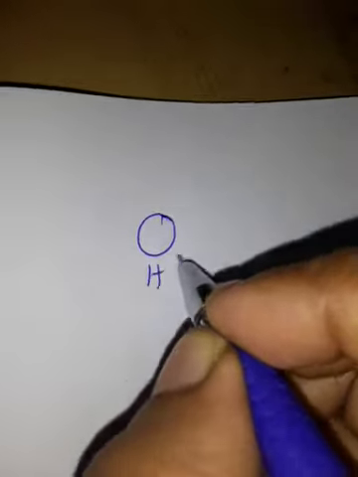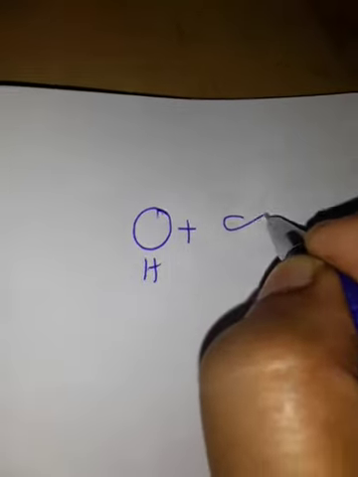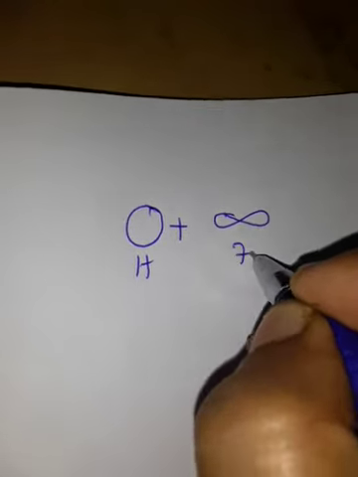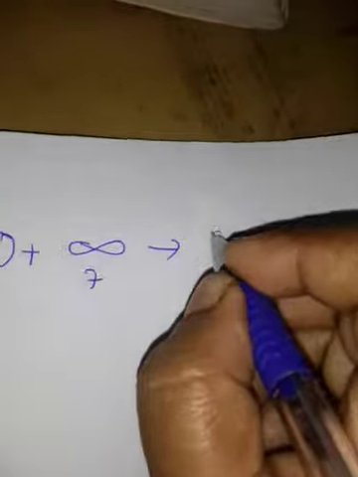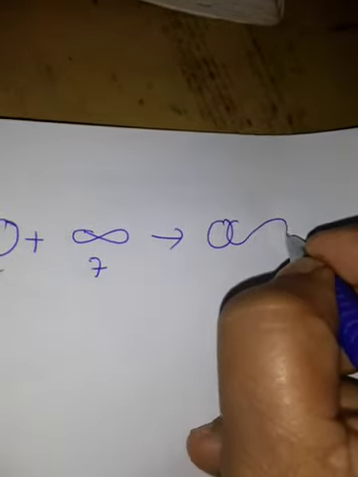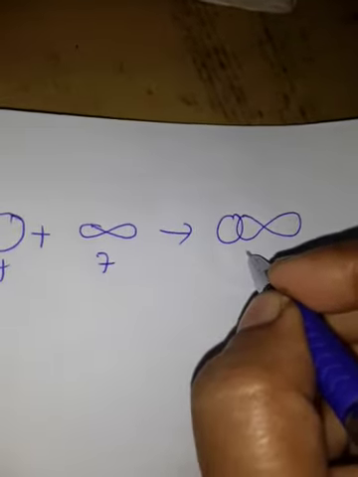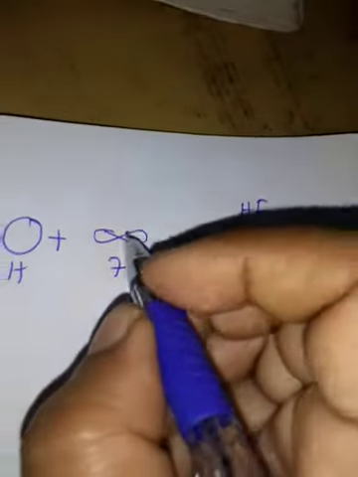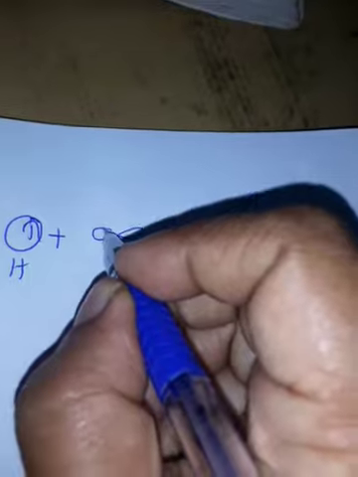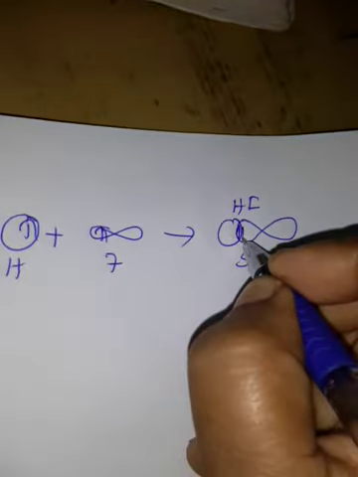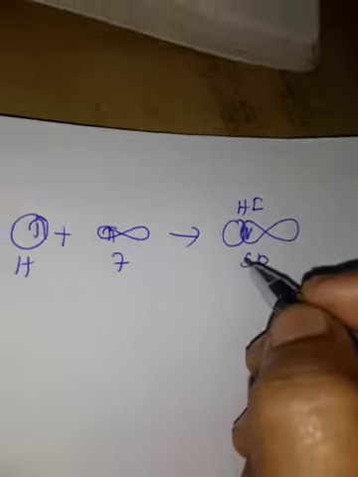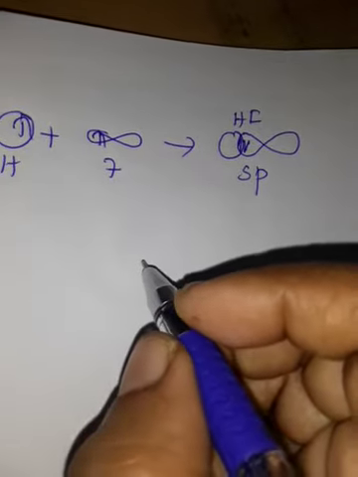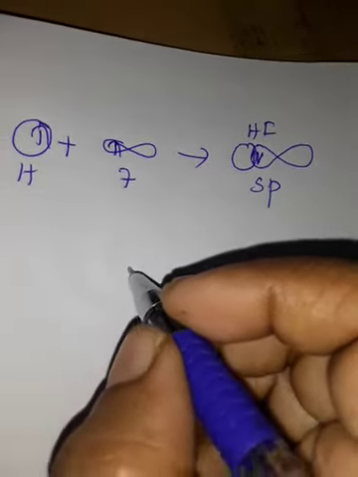There is also s-p overlapping, the s orbital of hydrogen and the p orbital of fluorine, forming HF. One electron here, one electron here, making 2 electrons. This is s-p overlapping. Now I will teach one more example.